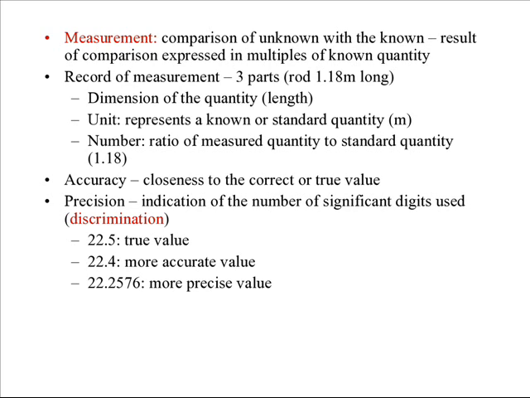You have accuracy, which is closeness to the correct or true value. And you have precision, which is indication of the number of significant digits used, which deals with discrimination. And there's a section in the book that really explains the difference between accuracy and precision. You can be accurate without being precise. You can be precise without being accurate. But what we really are trying to get to is where we actually are displaying both accuracy and precision. And that has a lot to do with how it is that we're calculating a lot of these problems. So I encourage you to find that section in the book and review it.